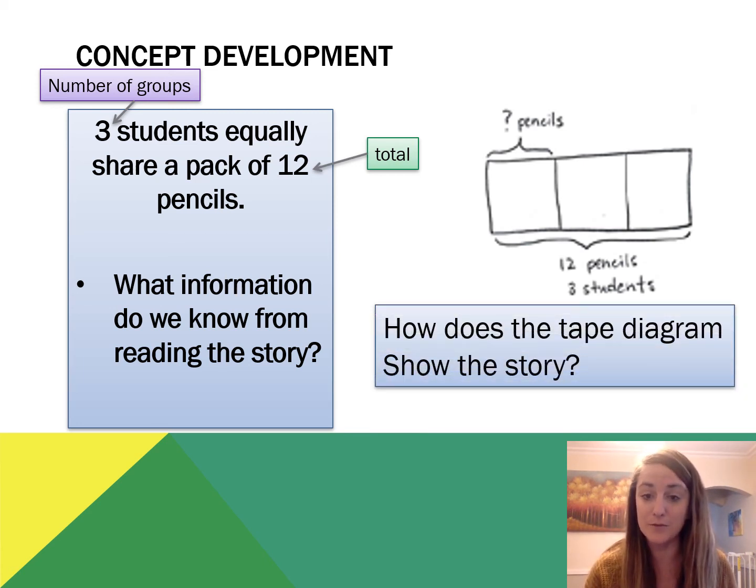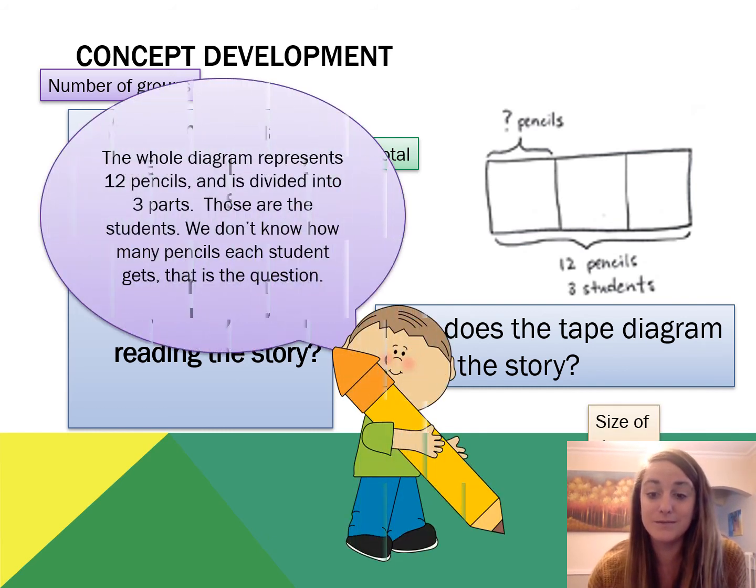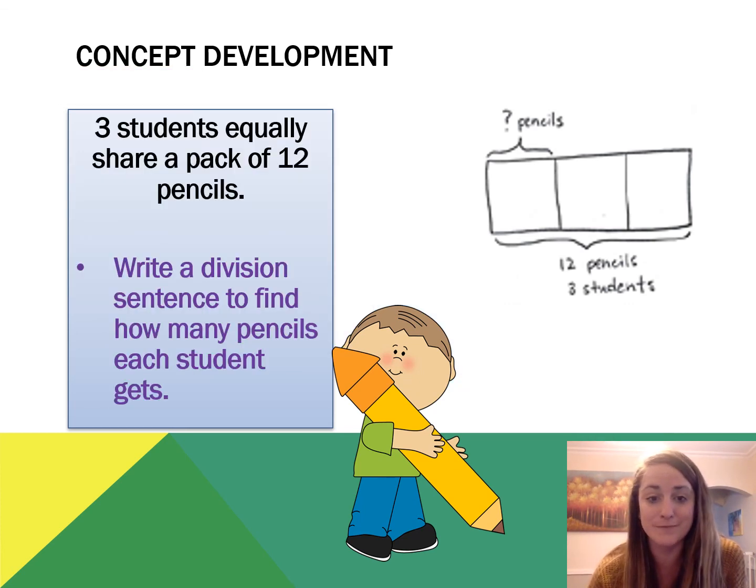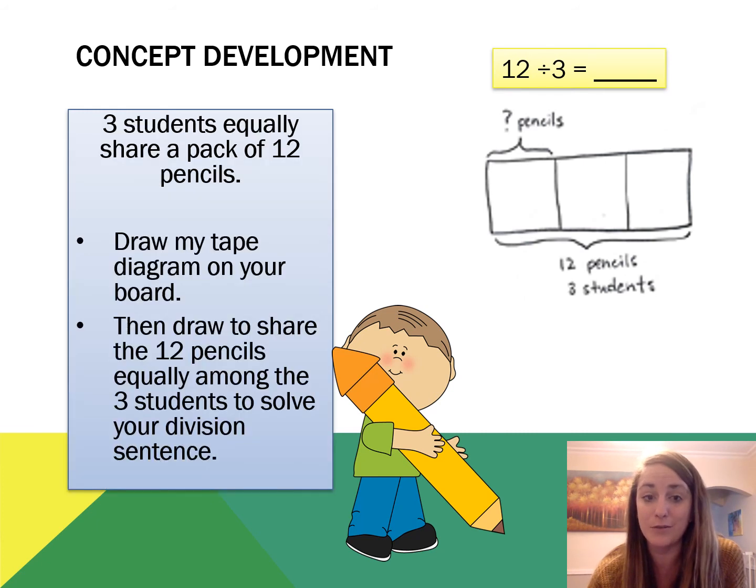How does the tape diagram show the story? Well, we see that it labels the 12 pencils total, and we see physically 3 student groups. We also label that we don't know pencils. The whole diagram represents 12 pencils and is divided into 3 parts. Those are the students. We don't know how many pencils each student gets. That is the question. Let's write a division sentence to find how many pencils each student got. 12 divided by 3 equals 4.